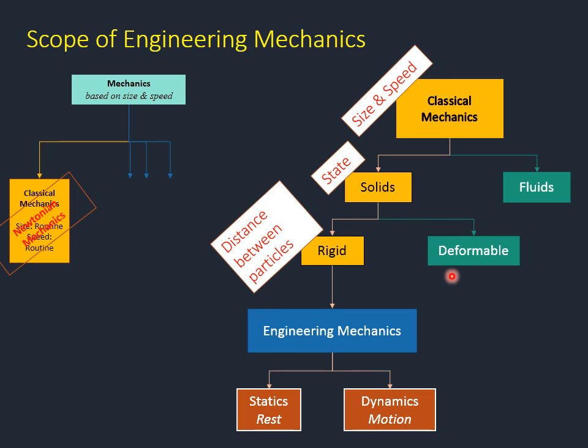Furthermore, it deals only with rigid bodies or rigid solids, which further reduces its scope only to objects that do not undergo deformation under the action of external forces. So this is the answer to the question, what kind of objects are studied in engineering mechanics?